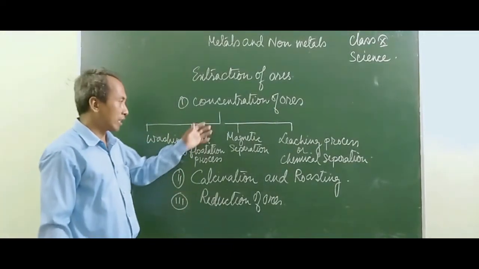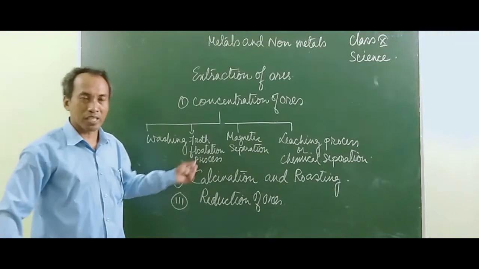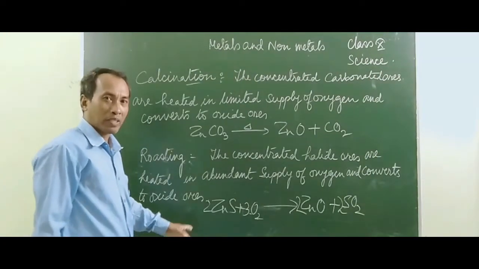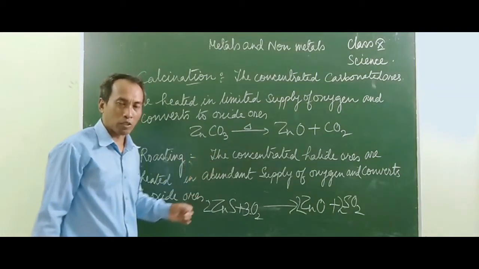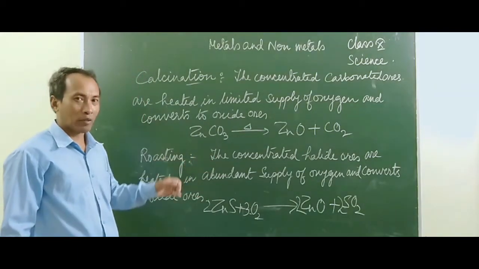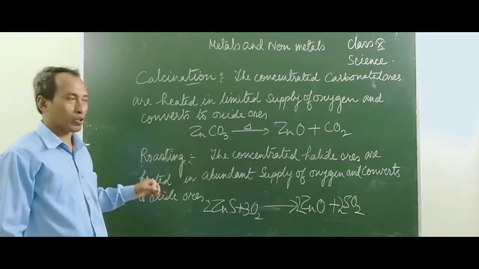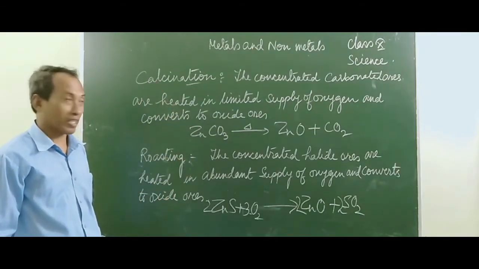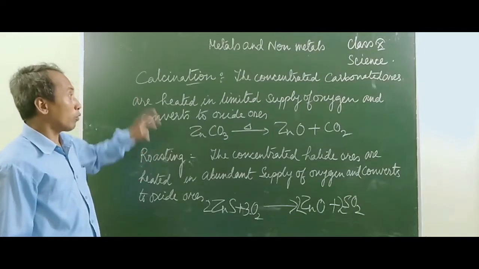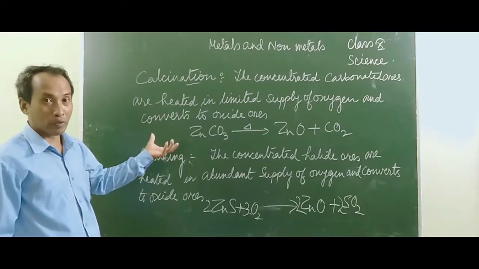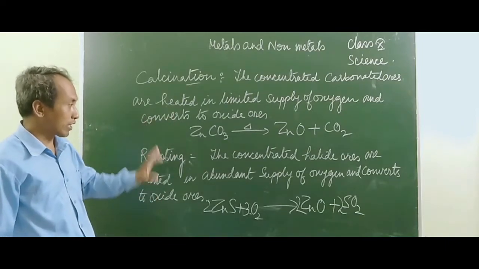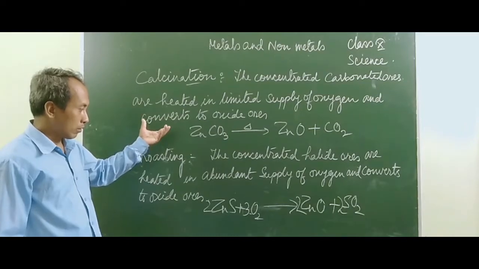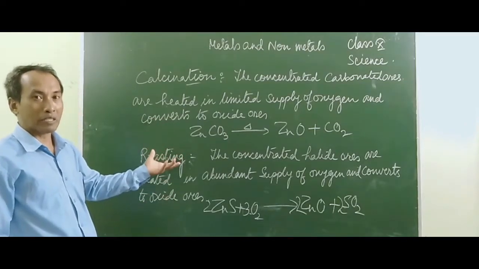Reduction can be done either by the carbon reduction process or by electrolytic reduction. A little while ago we discussed the different types of ores: halide ores, carbonate ores, and oxide ores. Now we are going to study all these things. The concentrated ores, that means we may be concentrating carbonate ores, halide ores, or oxide ores, whatever we are concentrating.